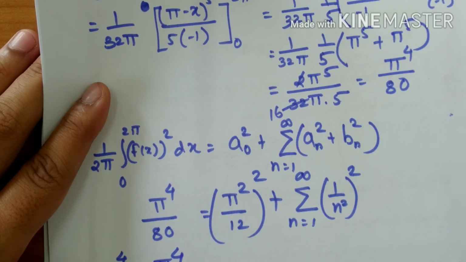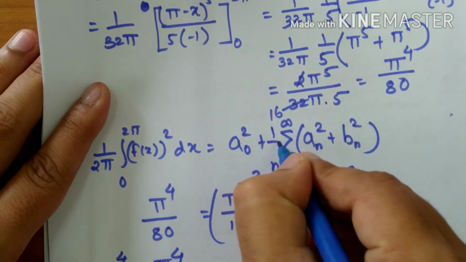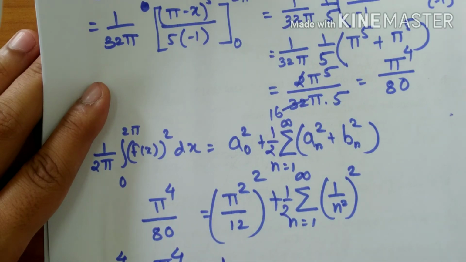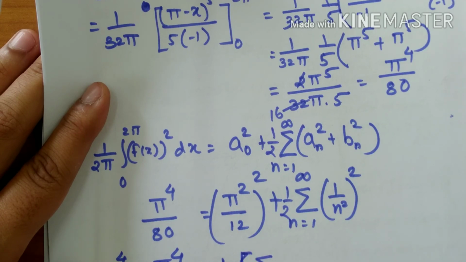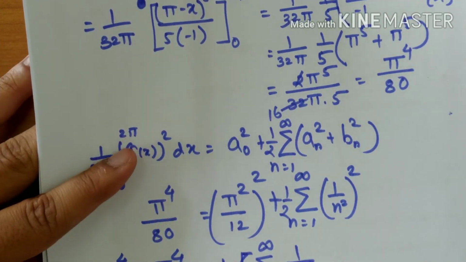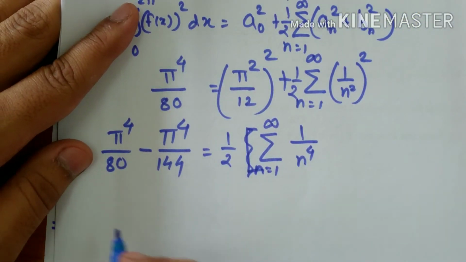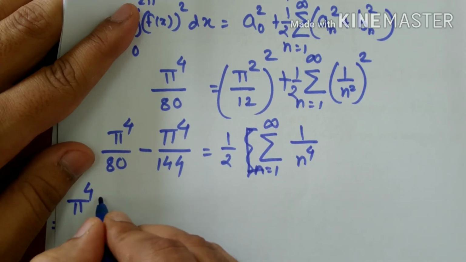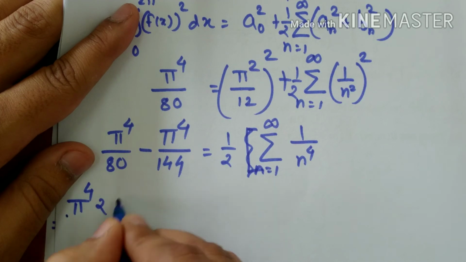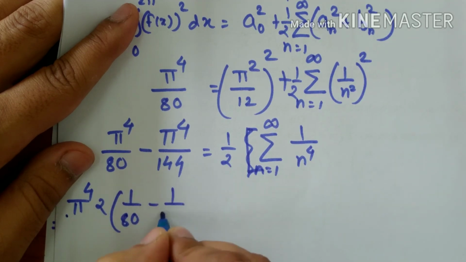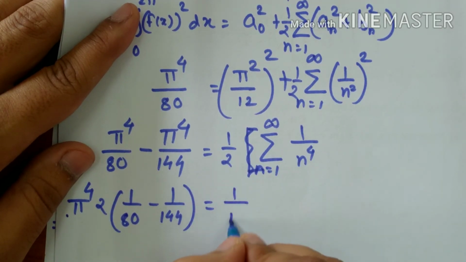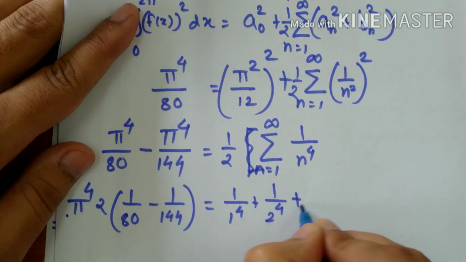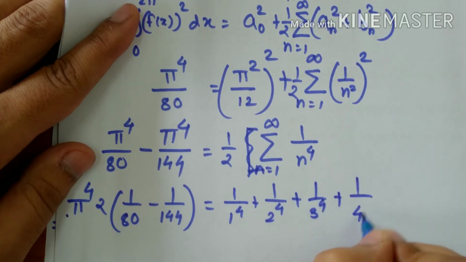Okay, sorry, I missed a term outside of this: 1 by 2 into the summation, n runs from 1 to infinity, 1 upon n raised to 4. Now we can take this 1 by 2 to the right hand side. We'll keep pi raised to 4 outside: 2 times 1 upon 80 minus 1 upon 144 is equal to, whatever remains here, I'll simplify it: 1 upon 1 raised to 4 plus 1 upon 2 raised to 4 plus 1 upon 3 raised to 4 plus 1 upon 4 raised to 4 plus and so on.